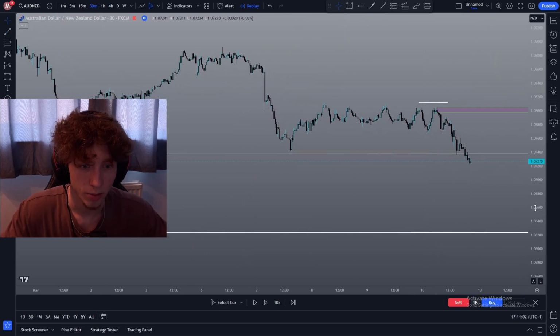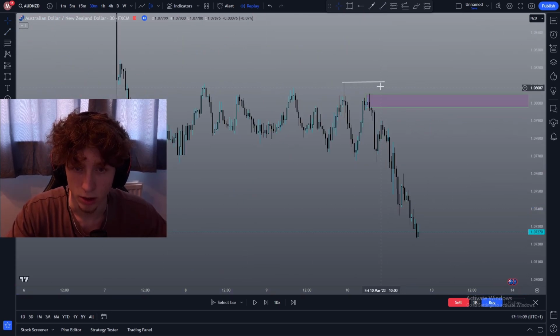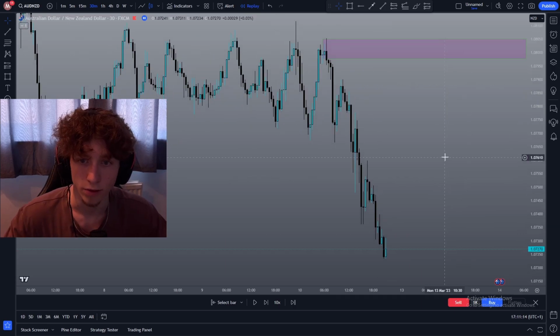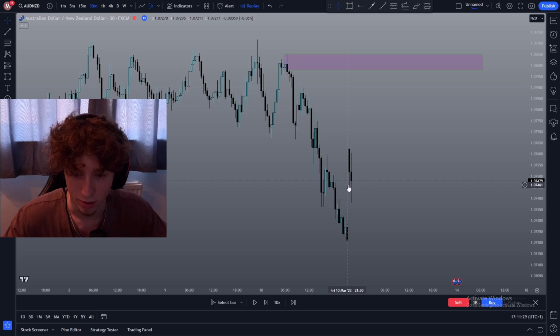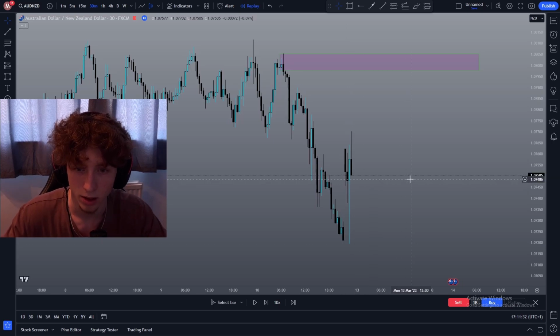But back to the 30-minute, we've now broken both of these lows, so I'm going to get rid of this. We did not break this high. So we've got a confirmation on direction, and continuing once again. Looks like that was a gap from Friday to Sunday, but doesn't really matter.